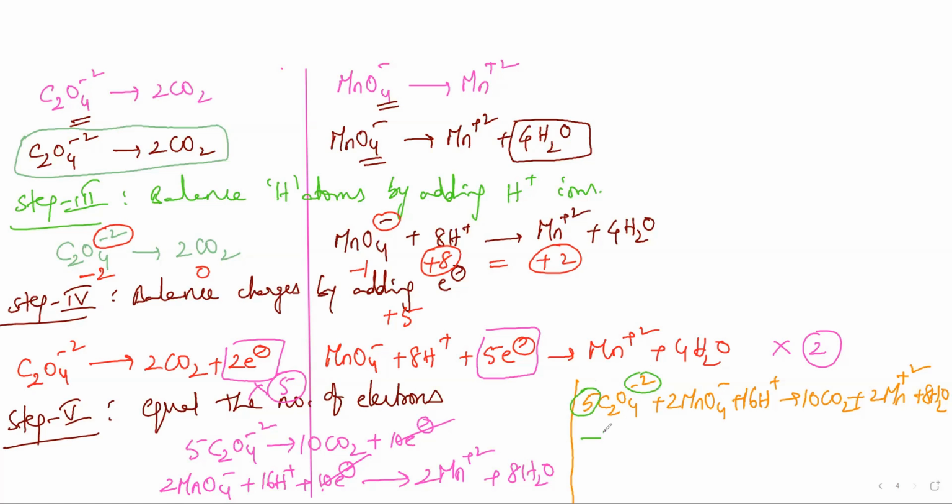5 into minus 2, minus 10; 2 into minus 1, minus 2; 16 into plus 1, plus 16. That gives on the left minus 12 plus 16, which is plus 4. On the right, 10 CO2 is 0, 2 into plus 2 is plus 4. So plus 4 is equal to plus 4.